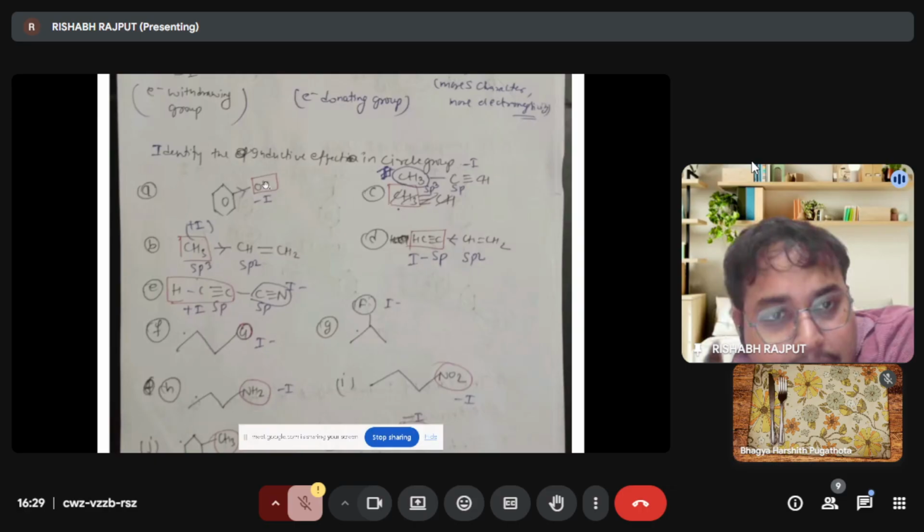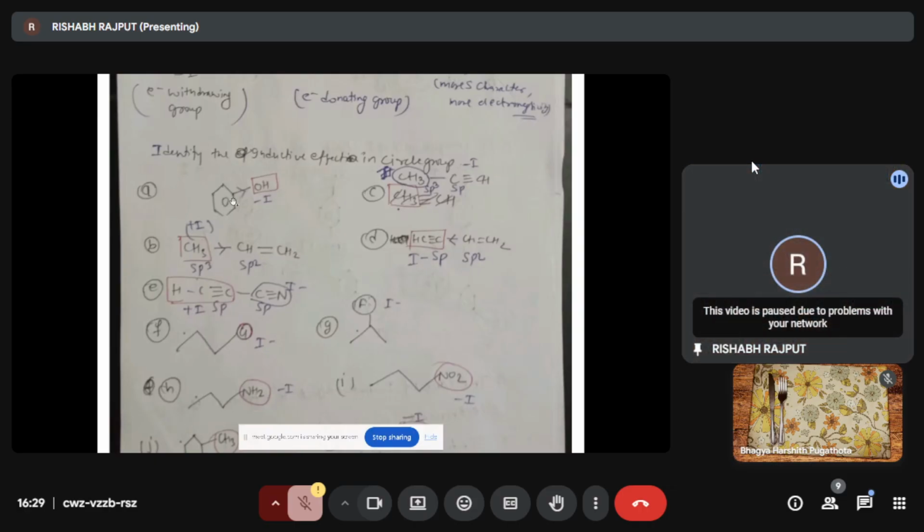So guys, please see here. This alkyl group compared to benzene, this OH will be showing minus I effect, because of oxygen. And second question, this CH3 has sp3 hybridization, and this CH is sp2. So that is why this CH3 will show plus I effect compared to this CH. And see the question here. Here again sp3 hybridization, sp hybridization. So you already know sp3 is more positive compared to sp. So they will show plus I effect, and this sp will show minus I effect.